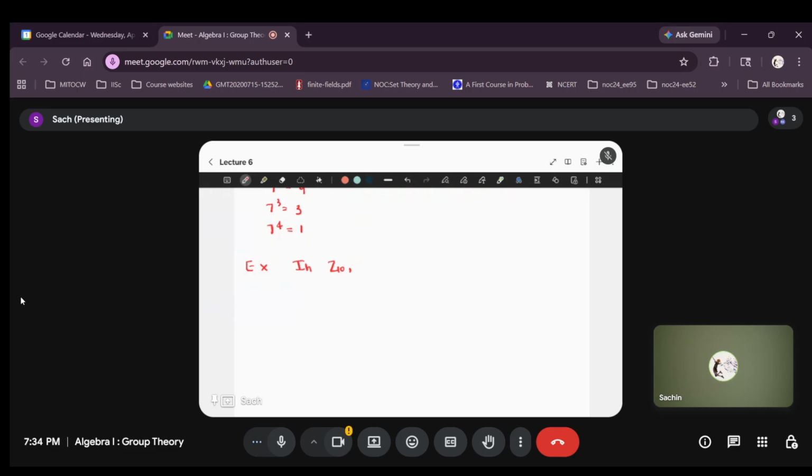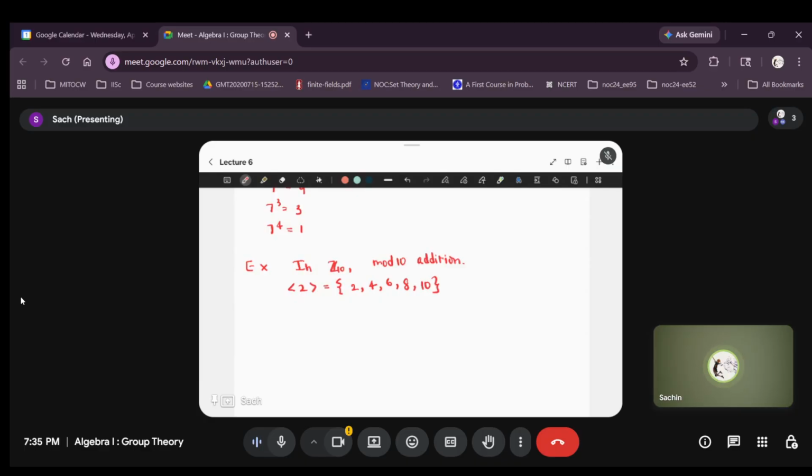Just in Z10, the subgroup generated by 2 is 2. 2 plus 2 is 4. 4 plus 2 is 6. 6 plus 2 is 8. 8 plus 2 is 10, which is 0 in Z10. When we say Z10, it's mod 10 addition, because 10 is not a prime number and Z10 also contains 0. So it won't be a group under multiplication.